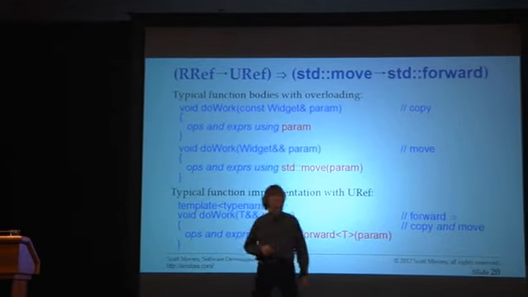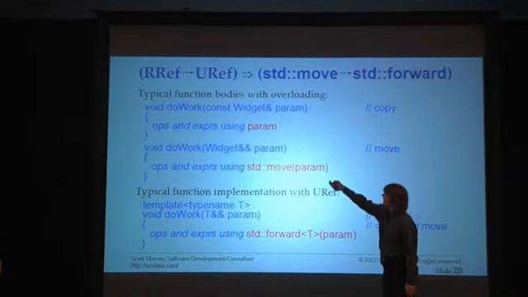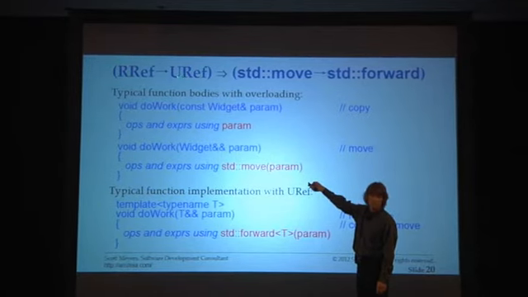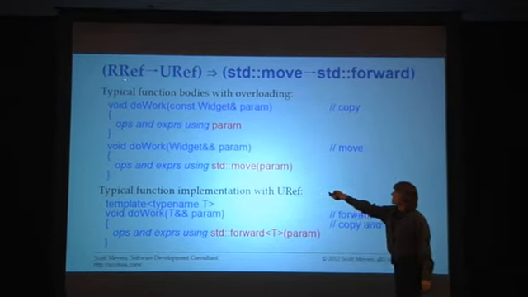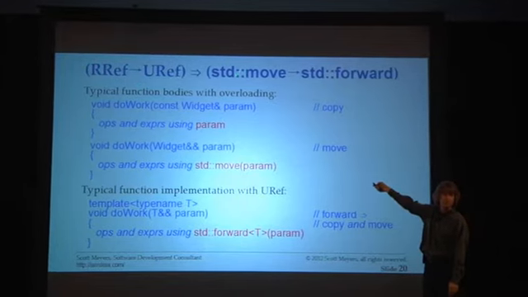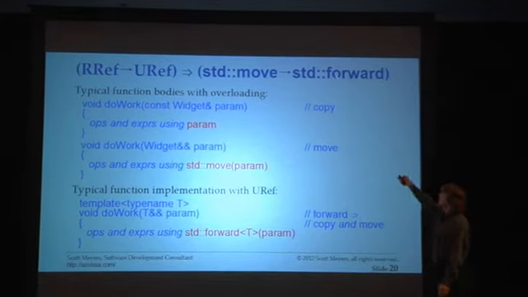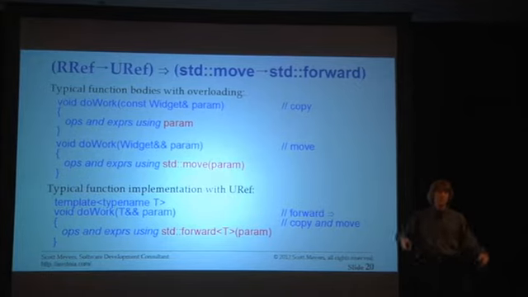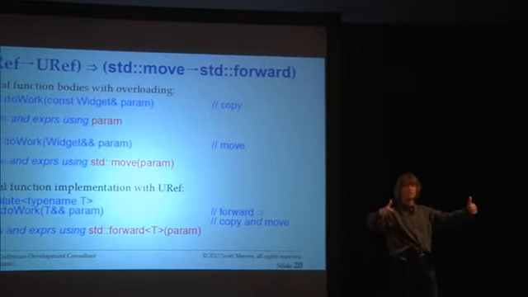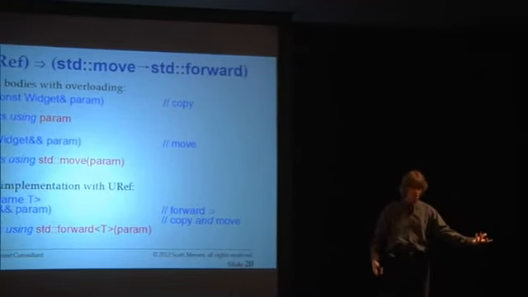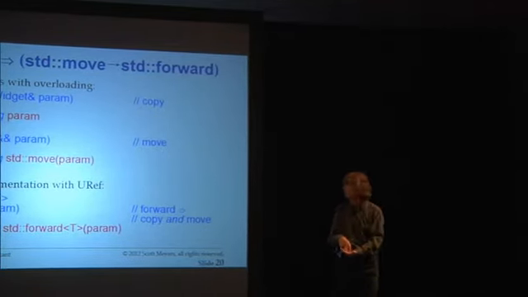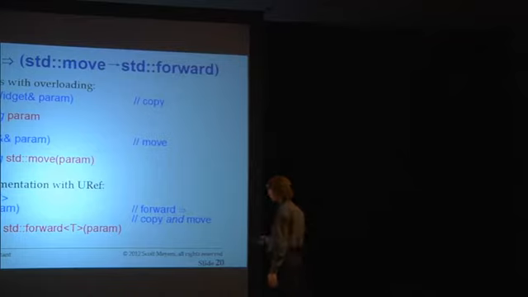So this is the basic situation in shorthand. If you have an R value reference which you turn into a universal reference, then whereas with R value references you use move, with universal references you want to use forward. So if you declare something which is an R value reference, you almost always want to use move on it. But if you use a universal reference, you almost always want to use forward on it.